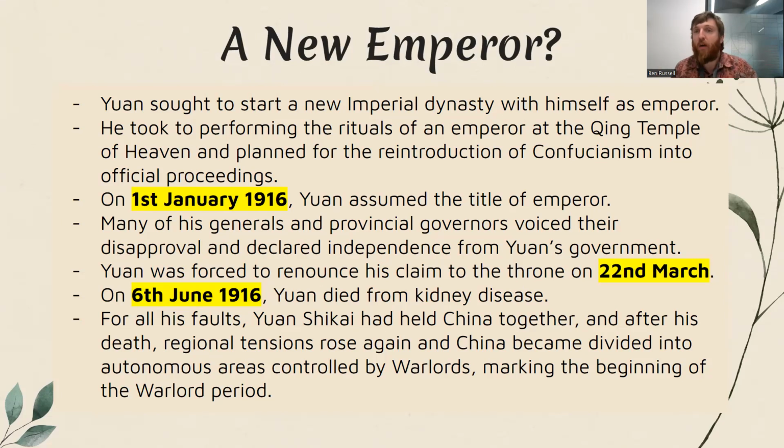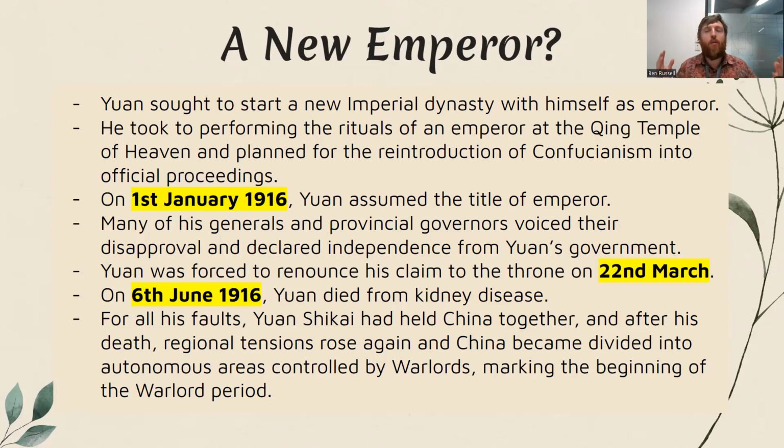Now, after the Xinhai Revolution, people were not in favor of a new emperor. They wanted a republican government. So many of Yuan's generals and provincial governors voiced their disapproval and declared independence from Yuan's government. Yuan was forced to renounce his claim to the throne on the 22nd of March 1916. And on the 6th of June 1916, Yuan died from kidney disease.